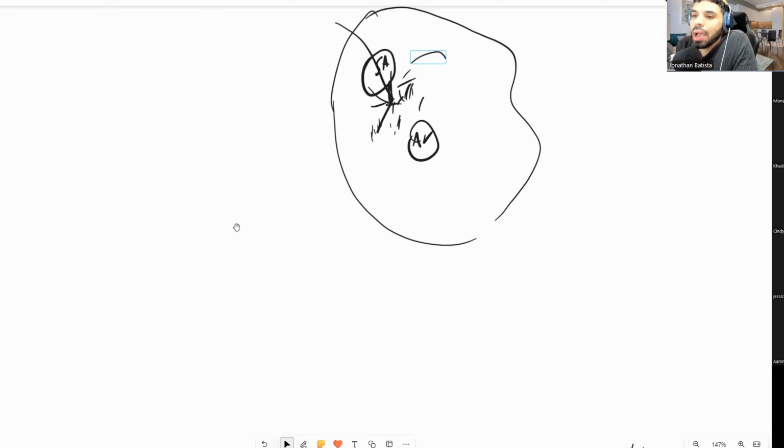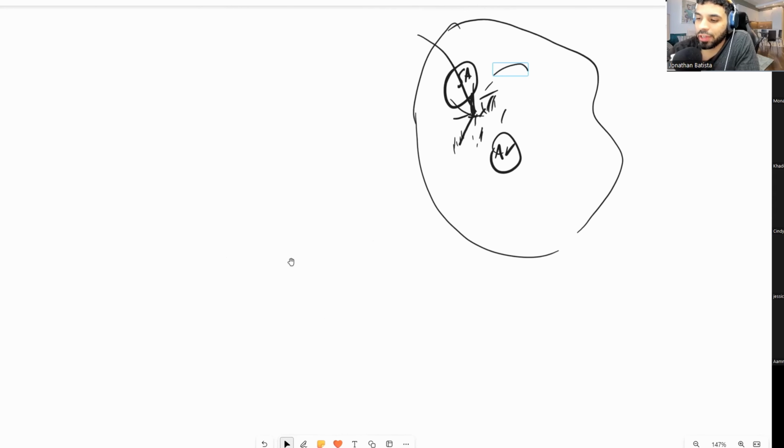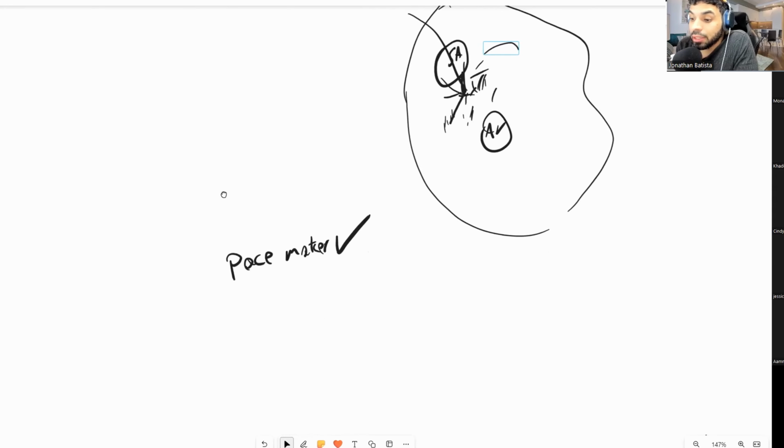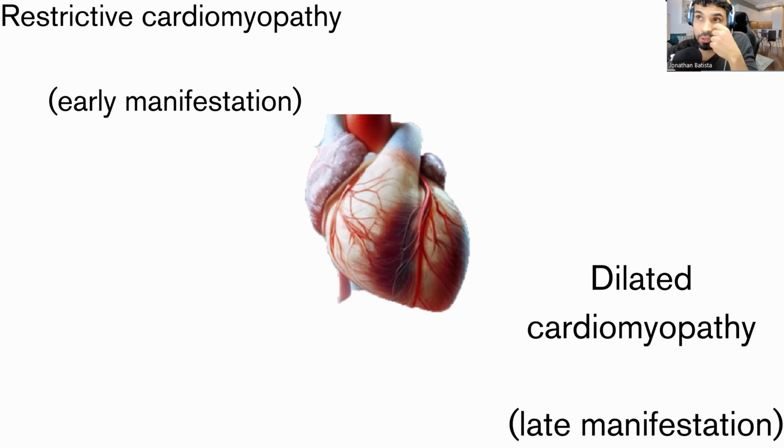Now, what happens if the conduction system is not affected? If the pacemaker cells are not affected at all and are checking out and are good, you can have a problem basically on the non-pacemaker cells. Non-pacemaker cells are the cells that make up the cardiac tissue, like the ventricular cells, the cells that are responsible for the contraction, the relaxation, the chambers, basically.